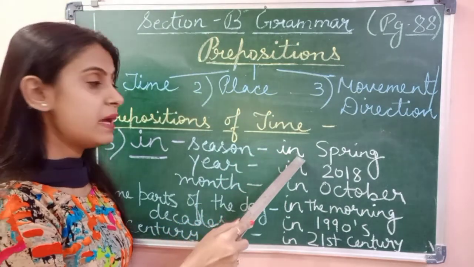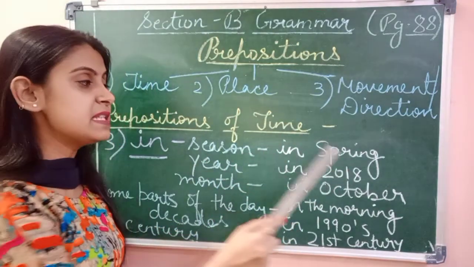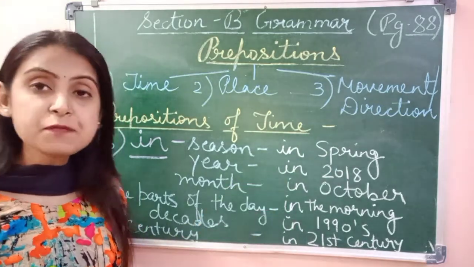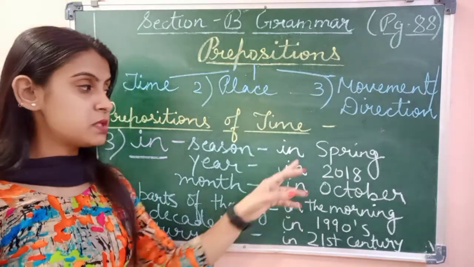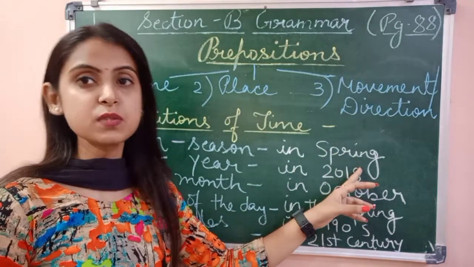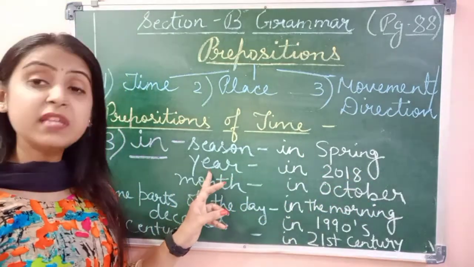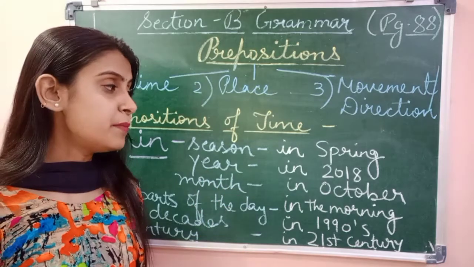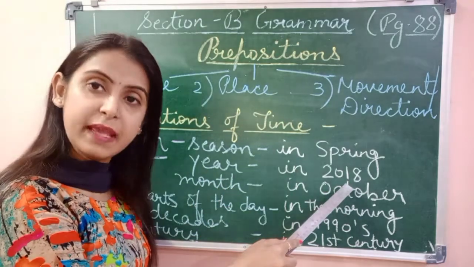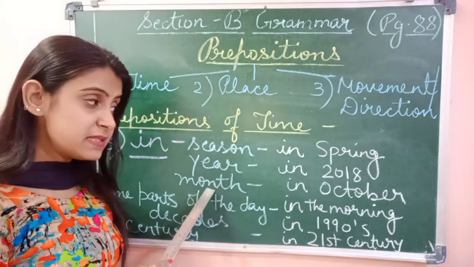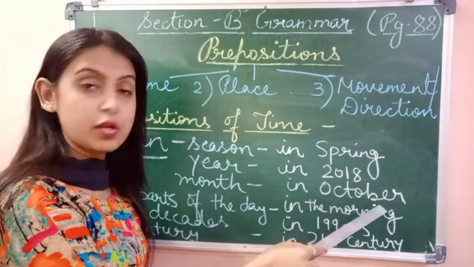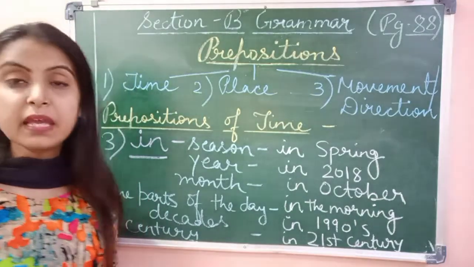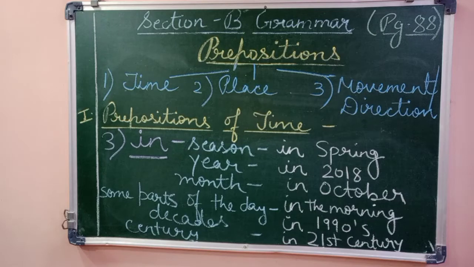Flowers bloom in spring. So with any season we use in, right? I love to visit hill stations in summers. So with seasons we'll use in. Then with any year, for example, I came from the US in 2018, right? With months, I was born in October. Okay, with some parts of the day: in the morning, in the afternoon, in the evening, etc.